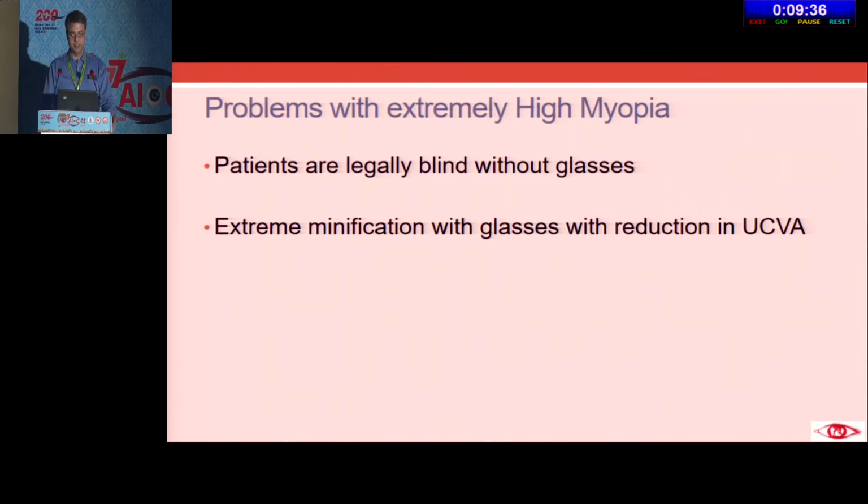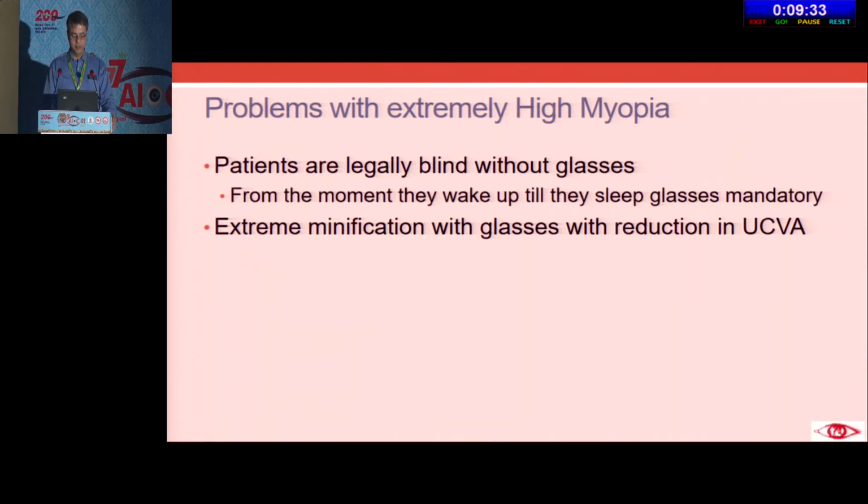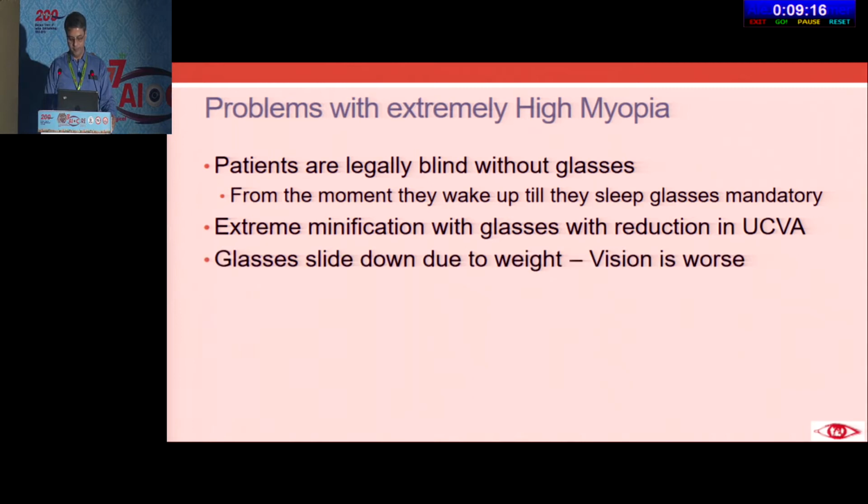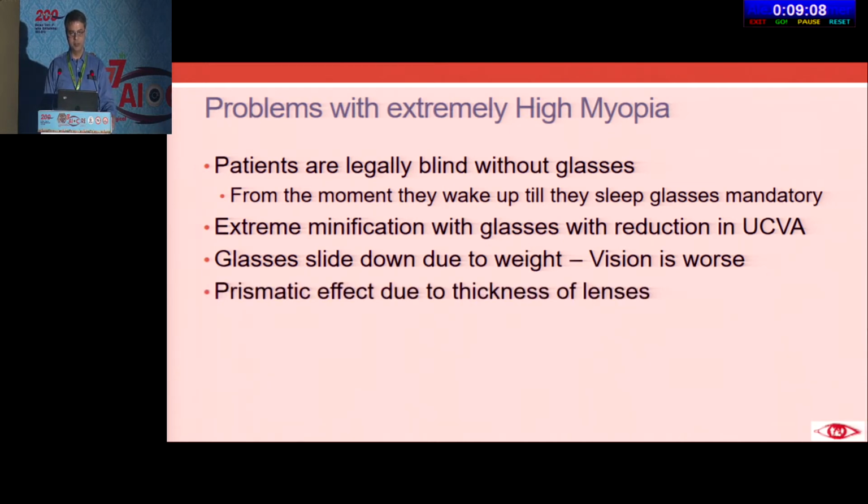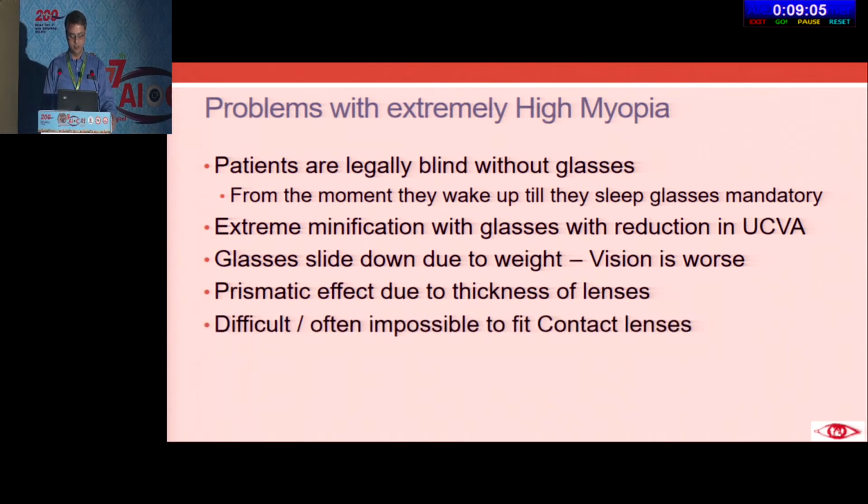And the patients are actually legally blind without glasses. My daughter doesn't have this extreme high myopia, but she's got a combination of myopia with myopic astigmatism. And I know that till she wears her glasses and it's right next to her, she almost sees nothing. And of course, there's the problem with the weight; the glasses keep sliding down when they sweat or work, and the vision becomes a lot worse. Prismatic effect is a lot worse with these glasses, and it's very difficult or sometimes impossible to fit contact lenses in these people. And of course, we can't do a corneal procedure on these people.